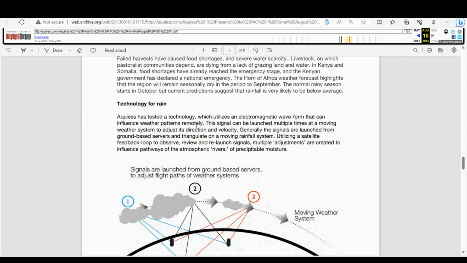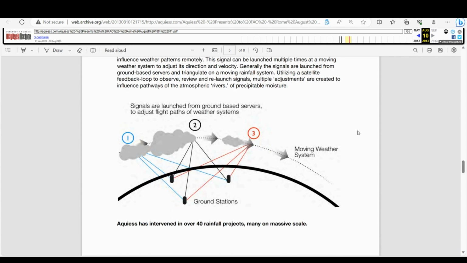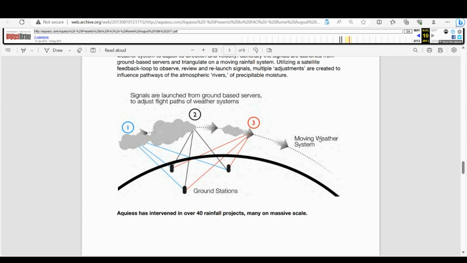Acquiesce has tested the technology, which utilizes an electromagnetic waveform that can influence weather patterns remotely. This signal can be launched multiple times at a moving weather system to adjust its direction and velocity, directing the weather. Okay? Generally, the signals are launched from ground-based servers and triangulate on a moving rainfall system, utilizing a satellite feedback loop to observe, review, and relaunch signals. Multiple adjustments are created to influence pathways of the atmospheric rivers of precipitable moisture. So, controlling our atmospheric rivers.